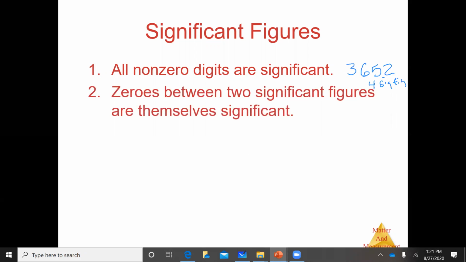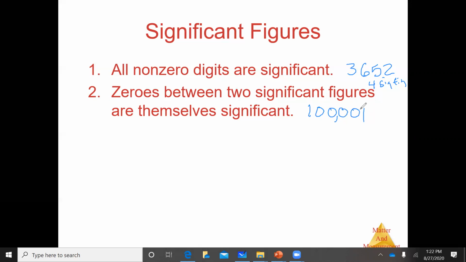So the next rule about sig figs is that any zeros between two significant figures are themselves significant. When you're looking at a number and its precision, we can't have a number that's precise, and then it's not precise, and then all of a sudden it's precise again. It's a chunk of precision. So let's put a number in here, let's do 1, 0, 0, 0, 0, 1.